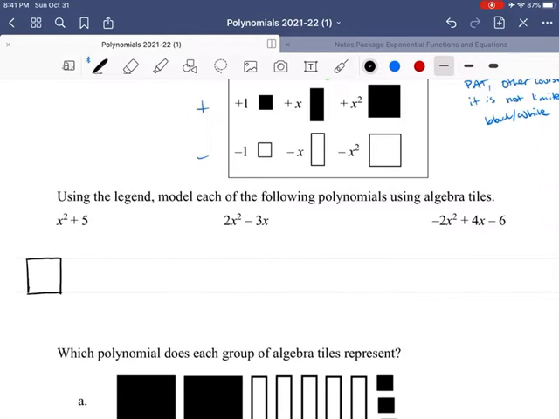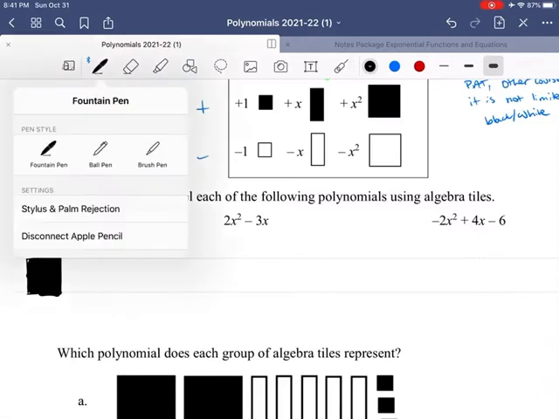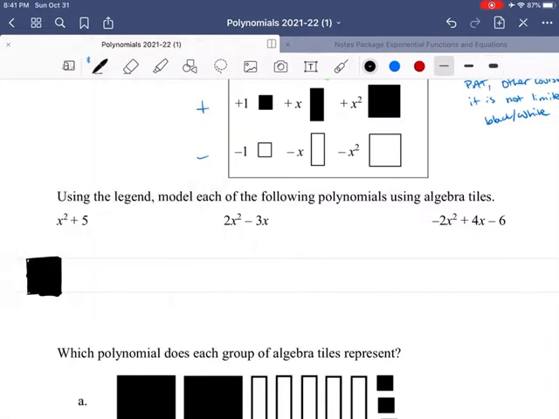And is it positive or negative? If it's positive, you've got to shade this bad boy in. Okay? And then we're adding 5. Now, single numbers are represented with little squares. So 1, 2, 3, 4, 5. Notice they're different sizes. This is the x squared, and this is the positive 5.